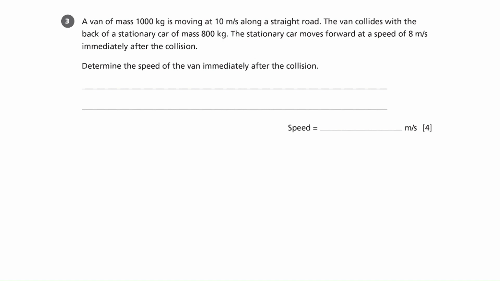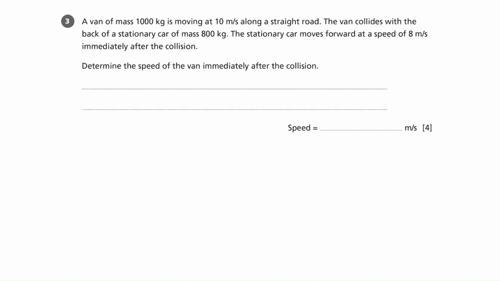Question 3. A van of mass 1,000 kilograms is moving at 10 meters per second along a straight road. The van collides with the back of a stationary car of mass 800 kilograms. The stationary car moves forward at a speed of 8 meters per second immediately after the collision. Determine the speed of the van immediately after the collision.